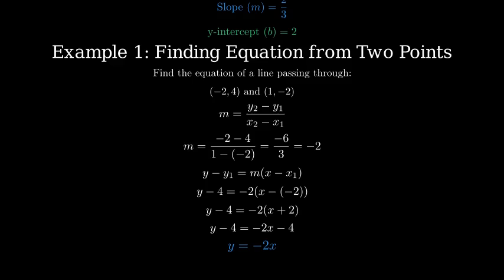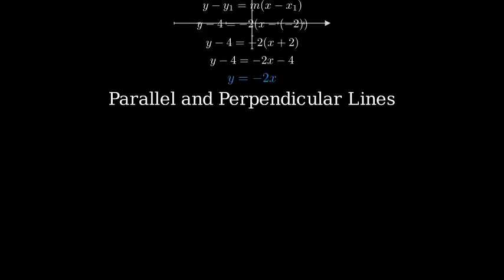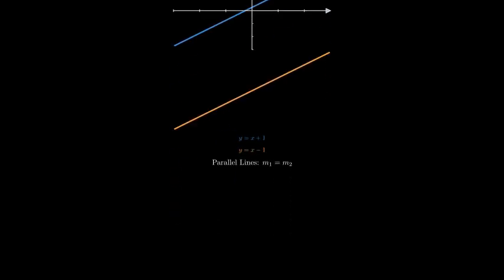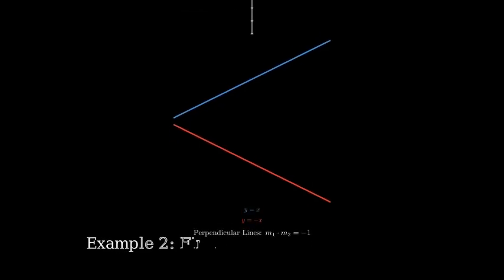Let's talk about parallel and perpendicular lines. Two lines are parallel if they have the same slope but different y-intercepts. Two lines are perpendicular if the product of their slopes equals -1. In other words, if their slopes are negative reciprocals of each other. Let's look at an example.